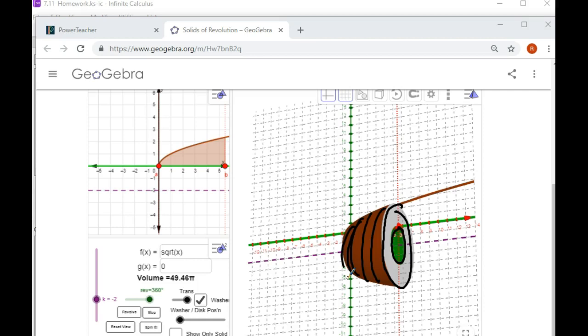But the thing that I want you to be aware of is how do you know when you're doing the washer method or not? And the answer is, where's your axis of rotation? Is it actually touching the shaded area, or is there a gap between the shaded area and your axis? If there's a gap, then you've got a hole in it, and that's a washer method. You're going to have a little radius and a big radius. So that's what we're looking at today.